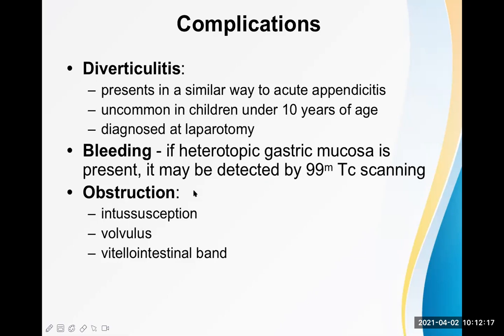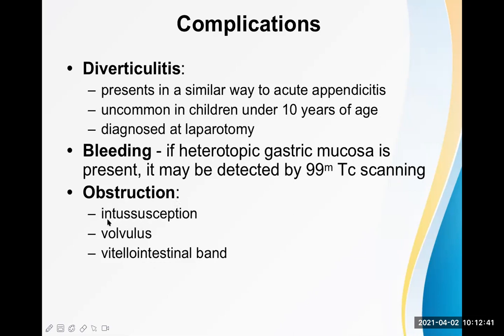Bleeding, already discussed. Bleeding is because of the ectopic presence of gastric mucosa there, which is known as heterotopic gastric mucosa, and it may be detected easily by a 99m technetium scan. This is a radioisotope material. And the third type of complication is obstruction.